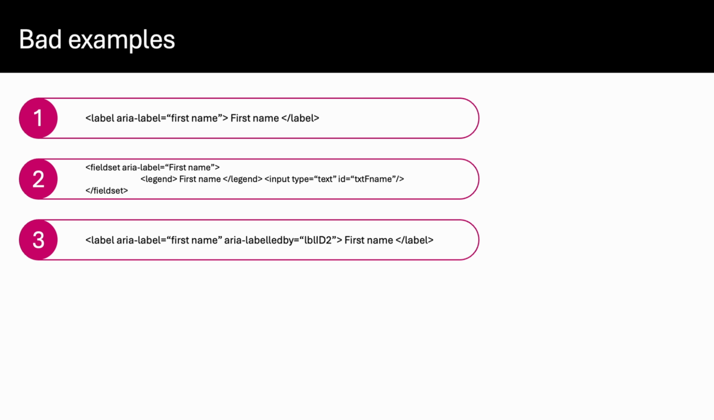A question for you: if a label has visible text, an aria-label and aria-labelledby, what will be announced by a screen reader? And here's the clue. Put your answers in the comments.